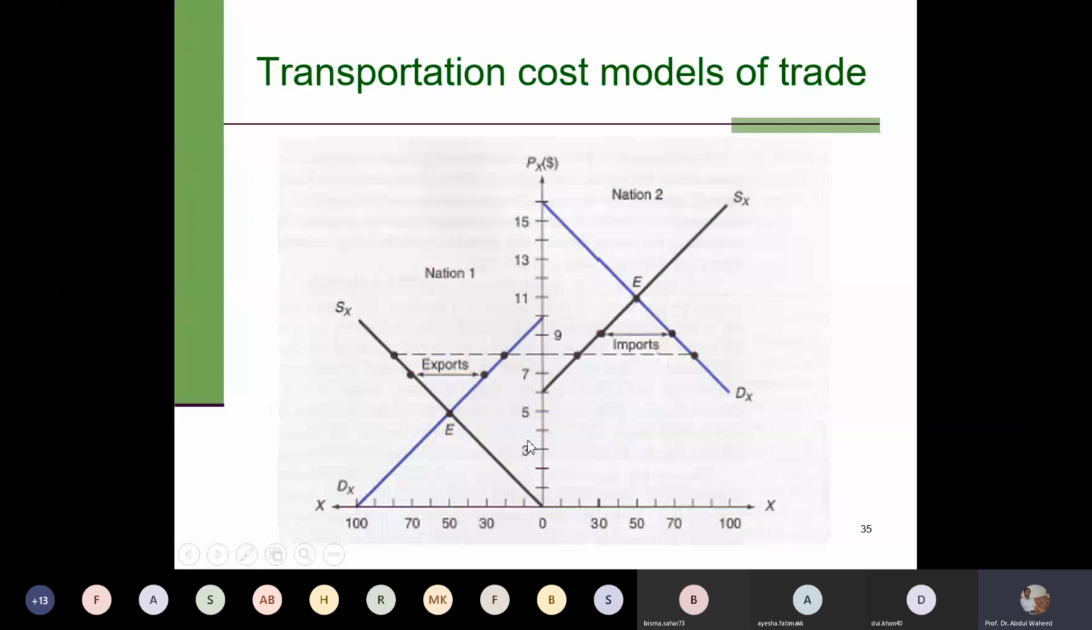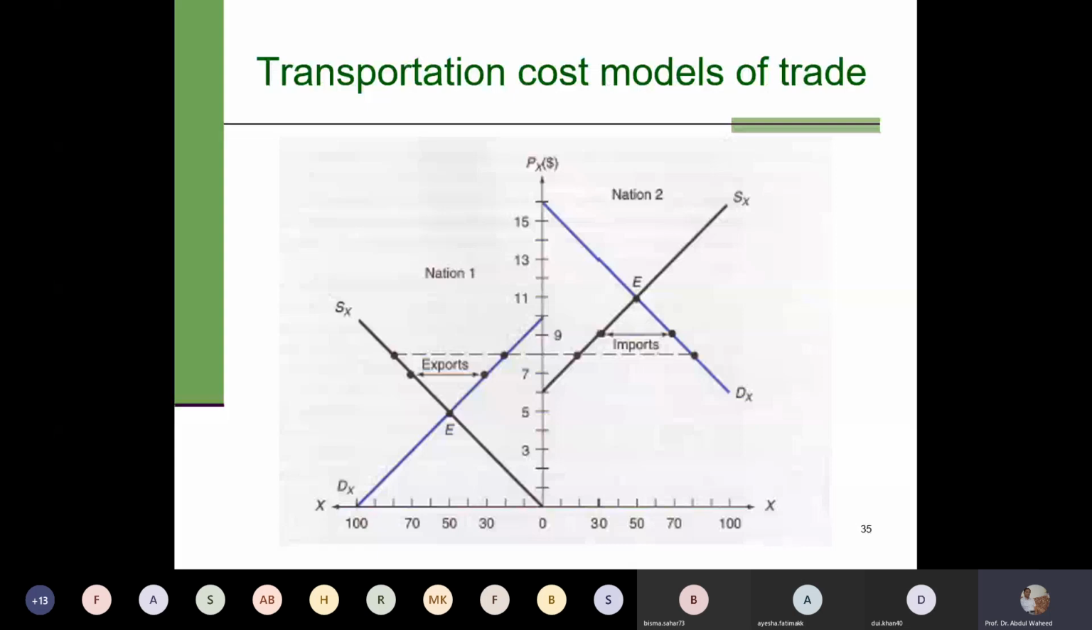This demand curve is also in accordance with the law of demand, holding other factors constant: when price increases, quantity demanded decreases. You can see that when price is 0, quantity demanded is 100. When price increases to $3, we have 70. When it increases to $7, then it is 30. So as price is increasing, quantity demanded is decreasing.